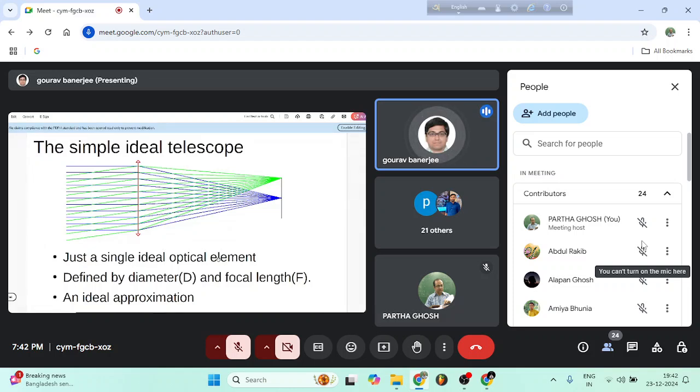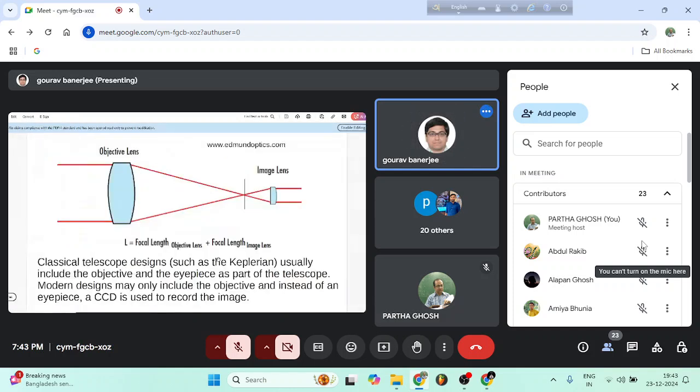Of course, it's an ideal approximation. We'll find that there will be some deviations from this in real telescopes, but this is a good enough approximation to get started. Okay.